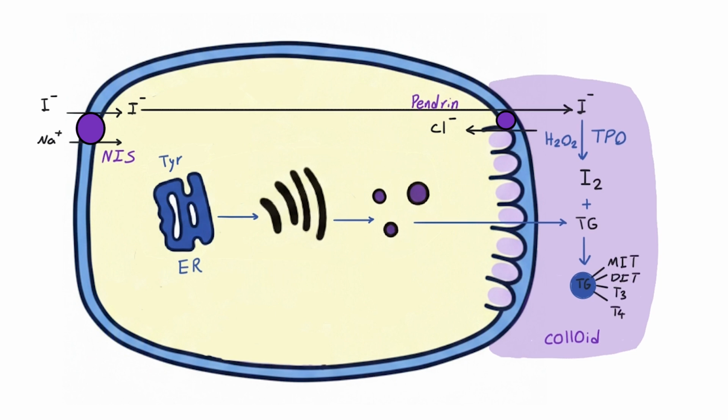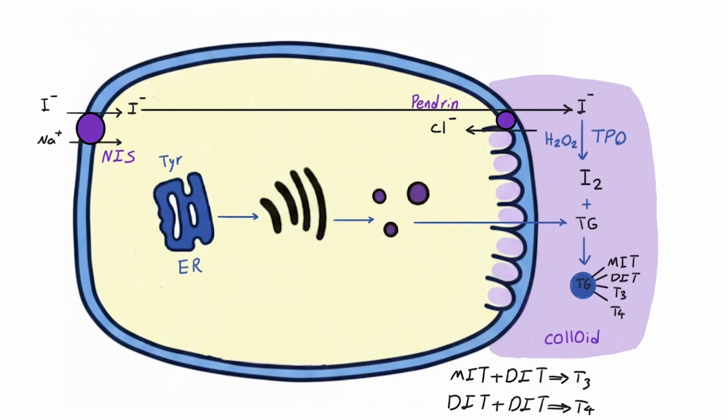Next, these molecules couple with each other. The coupling of MIT and DIT leads to the formation of triiodothyronine, or T3, and the coupling of two DIT molecules results in the formation of thyroxine, or T4. Up to this point, thyroid hormones have been synthesized, but they are still stored within the thyroglobulin molecule in the follicular lumen and are not yet able to exert their metabolic effects.